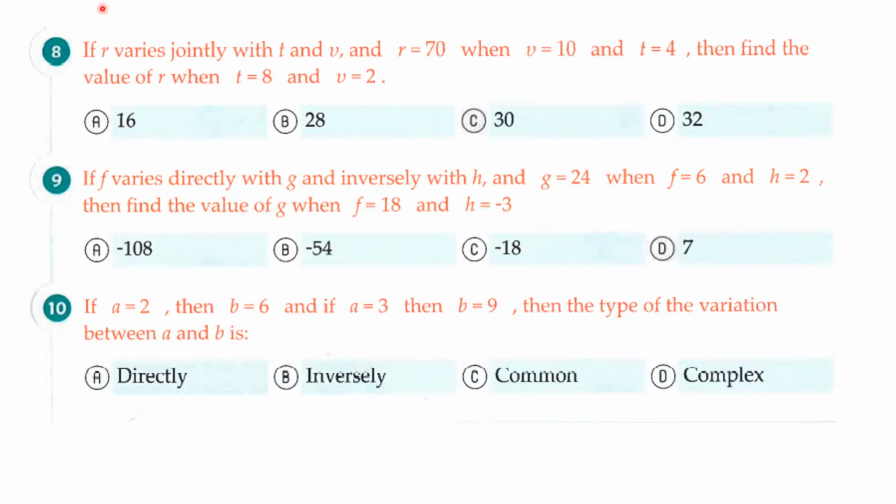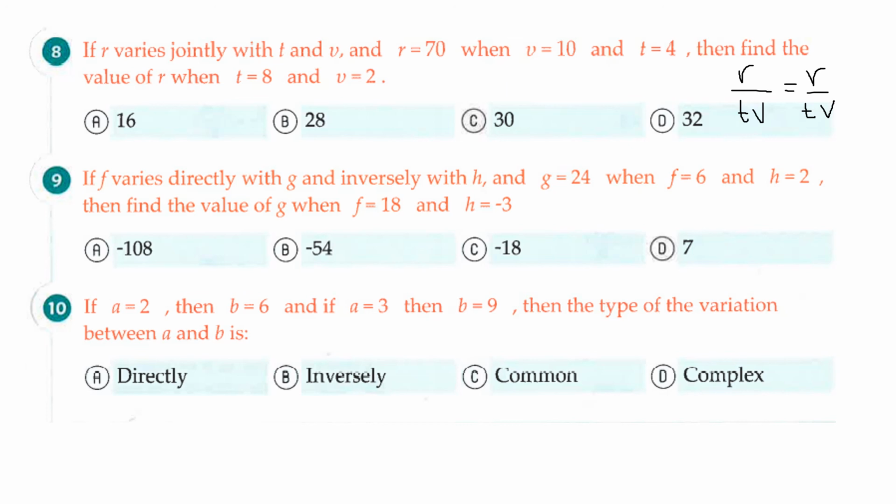Number 8. If R varies jointly with T and V. Jointly means they are all directly proportional with each other. So my equation is R over T times V equals the same thing. Supposedly in the book they were written 1 and 1 and 1 and then R2, T2, V2. But anyways, this is just tahsili, so you have to be fast.